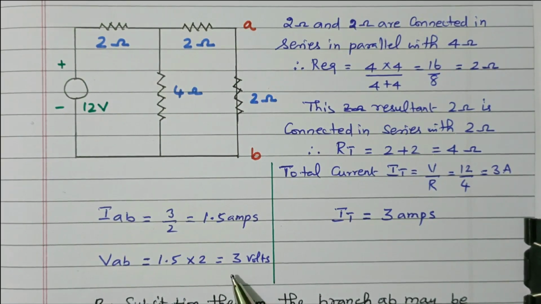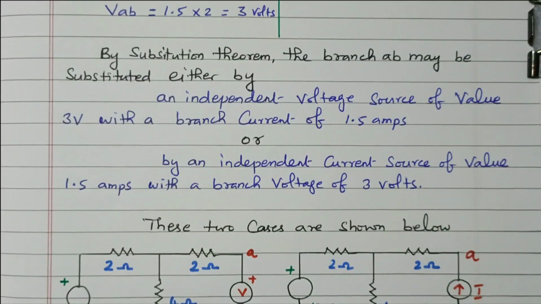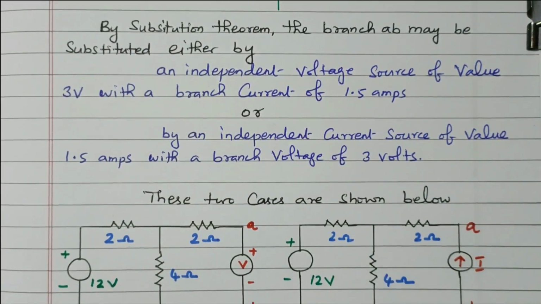Now we are going to replace the branch AB first with a voltage source, then with a current source, by maintaining these two values, 1.5 ampere and 3 volts. Right? Now we'll see how to replace it.